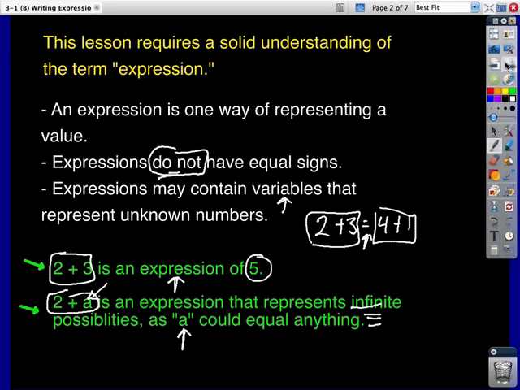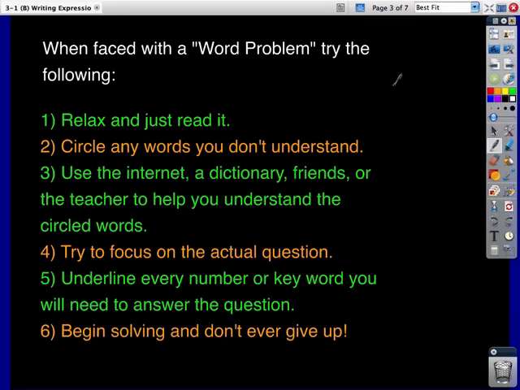Okay? All right, here's some strategies I use when facing word problems. Just relax and read it. There's going to be a lot of words. That's why they're called word problems. Relax. Circle any words you don't know. Then use your resources, internet, dictionary, friends, me, to help you understand your circled words.